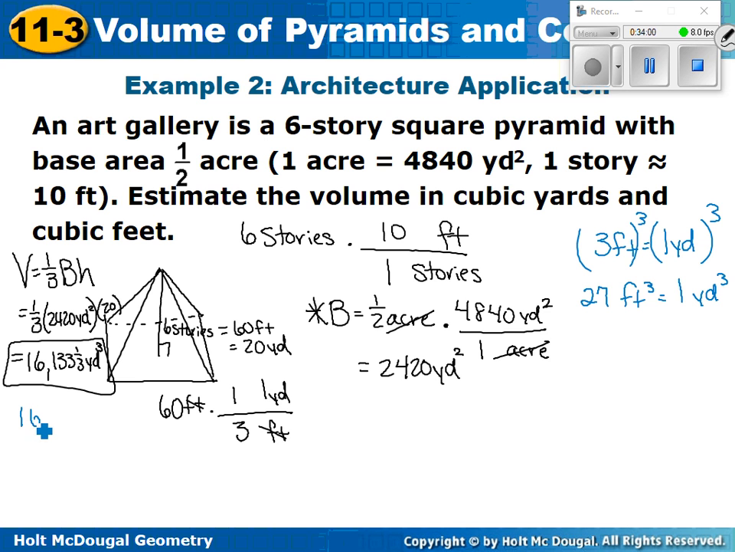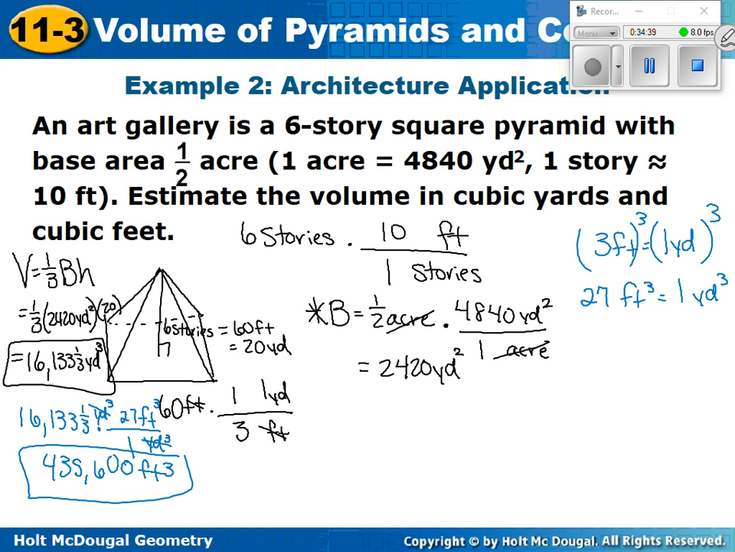So you'll take that 16,133 and 1/3, and you'll multiply it by your conversion. This was yards cubed, so you want your yards cubed on the bottom, and you want your feet cubed on the top. Yards cubed will cancel, so you're going to multiply that by 27. What do we get when we multiply this by 27? 600 exactly? 600 cubic feet.